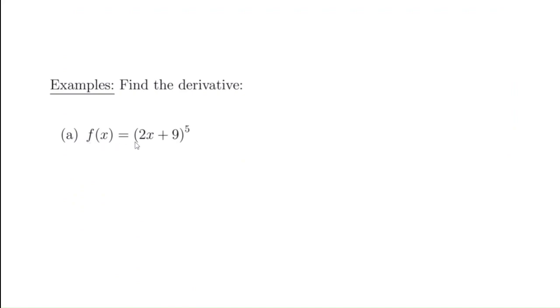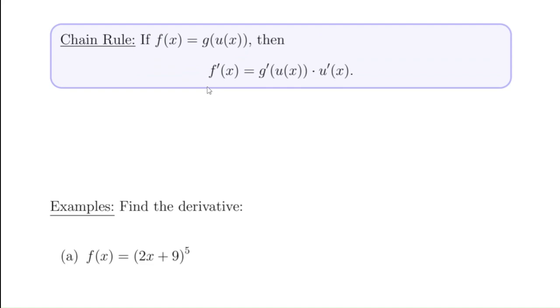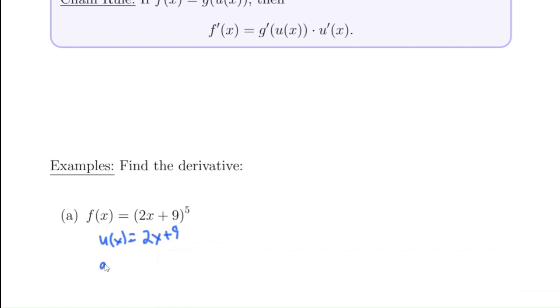So we have f of x is 2x plus 9 to the fifth. Now in the notation up here, our u of x would be the 2x plus 9. And what would the g of x be? Well, the g of x would be x to the fifth. You think of the whole inside function as just one big x. What's left is x to the fifth. That's the outside function. So we could think of this as a composition of an inside function and an outside function.